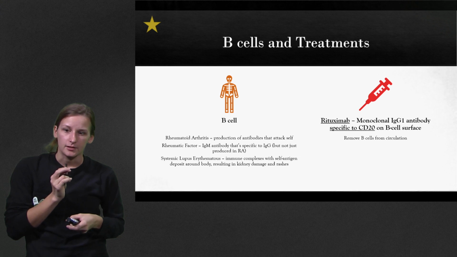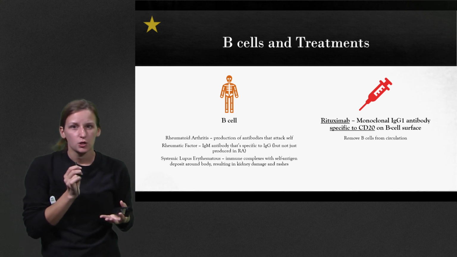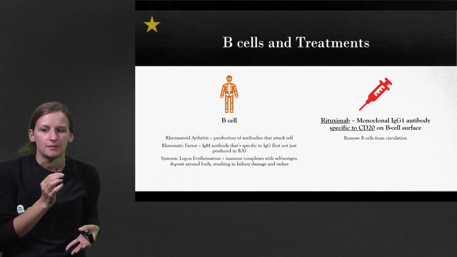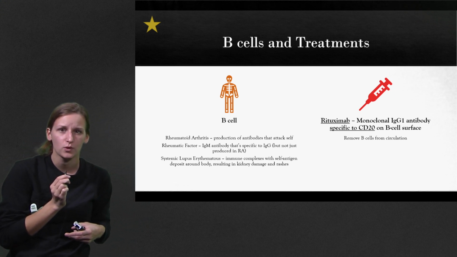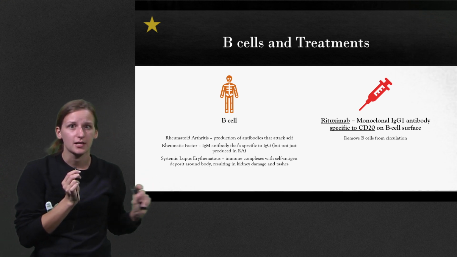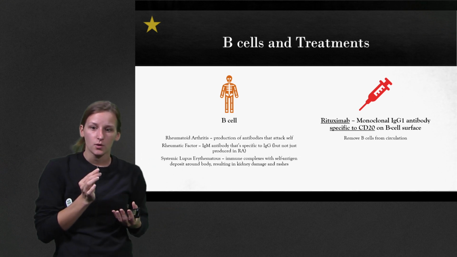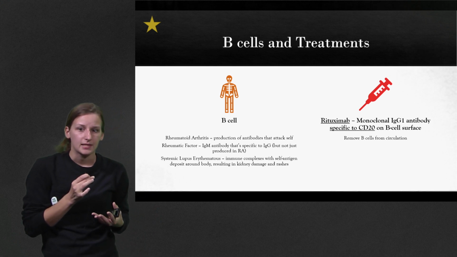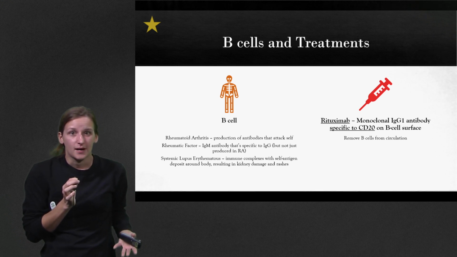So in terms of B cells, these are also implicated in rheumatoid arthritis because they'll produce IgM antibodies that will bind to IgGs. Systemic lupus erythematosus creates immune complexes with different antigens. So you have an antibody binding to an antigen, and now you have these particles depositing all over your body, causing all sorts of issues. And so in order to stop this from happening, we can get a monoclonal antibody that stops B cells from producing so many antibodies against the body.